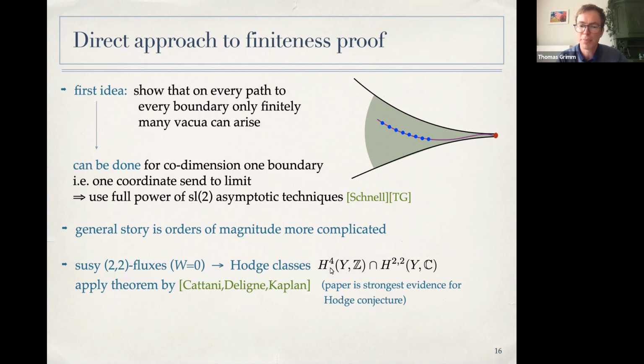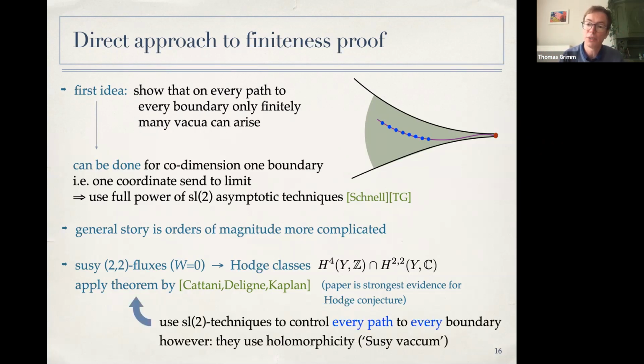And this paper is so famous because it's viewed as the strongest evidence for the Hodge conjecture, and I tend to always bring this up, but it is just meant to indicate to you that this is not a trivial question, right? These are very, very non-trivial questions. And they are very ingenious people. They use these SL2 techniques for multiple variables and indeed control every path to every boundary, not just for Calabi-Yaus, but in general.